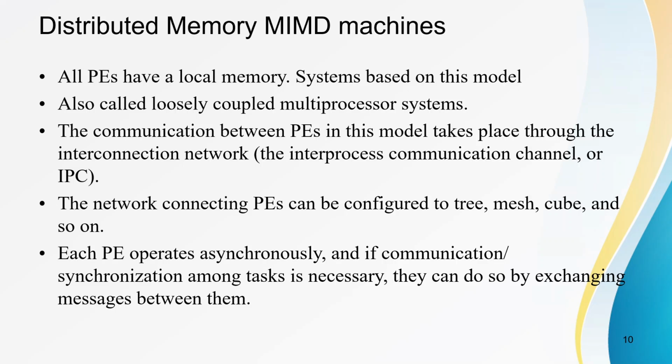Next comes the second category of MIMD machines, that is distributed memory MIMD machines. All PEs have local memory, right? That we are all aware of. So systems based on this model are known as distributed memory MIMD machines. They are also called loosely coupled multiprocessor systems. The communication between PEs in this model takes place through an interconnection network. Previously there was shared memory, now there is an interconnection network. The network connecting PEs can be configured as tree, mesh, cube, all these simple networking models can be used for connecting the PEs. Each PE operates asynchronously, and if communication or synchronization among tasks is necessary, they can do it by exchanging messages between them.